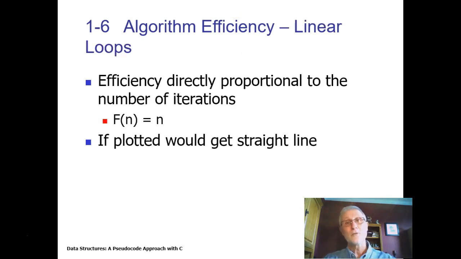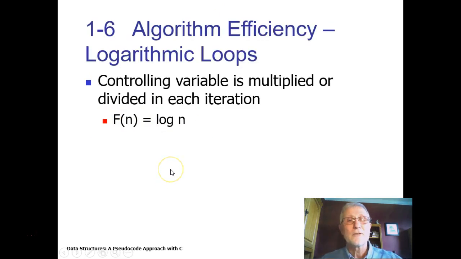Now, a linear loop is directly proportional to the number of iterations. If I plot it, it'd be a straight line. So here the function of n equals the number of elements, or iterations, that you've processed. In this case it's linear, n equals n, a straight line. I'll show you a little bit of that.